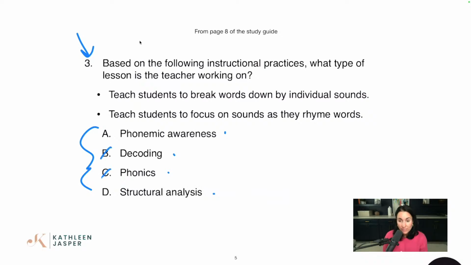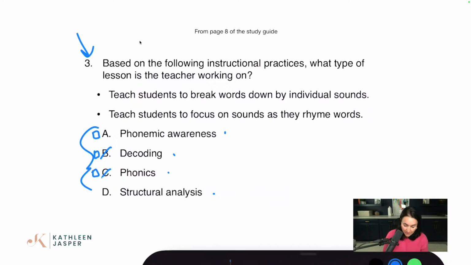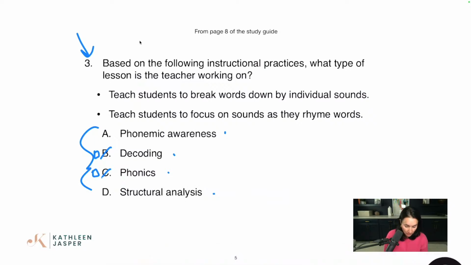And if I have two of the same, they can't be the answer, right? Because I can only choose one correct answer. Now, if you have the boxes by these and it says select all, then you can choose more than one, but that's not what's going on here. What's going on here is I can only choose one, and phonics and decoding are the same thing. So I would immediately pick up on that.